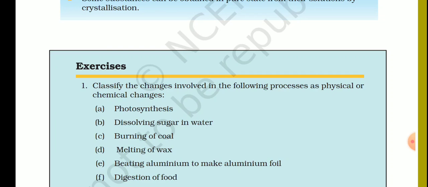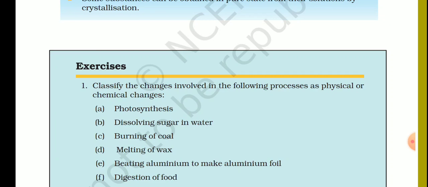D, melting of wax. Pay attention, it is melting of wax, not burning of wax. Melting of wax is a physical change. E, beating aluminium to make aluminium foil. Now definitely this is a physical change. Why is it a physical change? Because the change is only in the physical properties. Even after beating the aluminium to make aluminium foil, the properties of both are the same because both are aluminium. Only the physical property, the shape, has been changed.